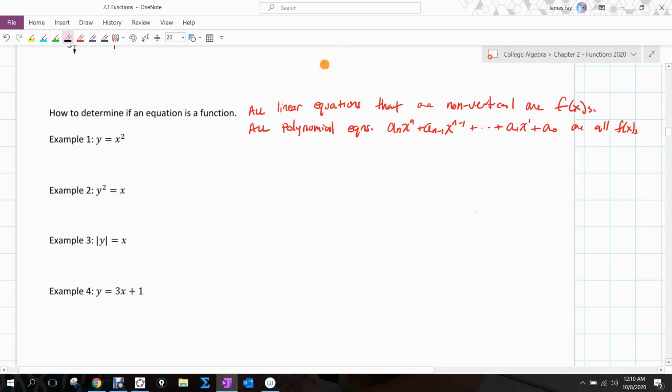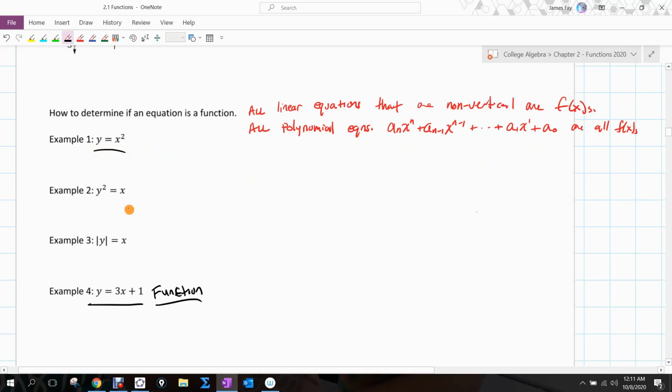Obviously, if they're vertical, they fail the vertical line test. But if they're non-vertical, they're going to be functions. So if there's anything in here that's linear, this thing's a function. Every single x value has one and only one y value. Anything that's polynomial is going to be a function. This here is polynomial, going to be a function.